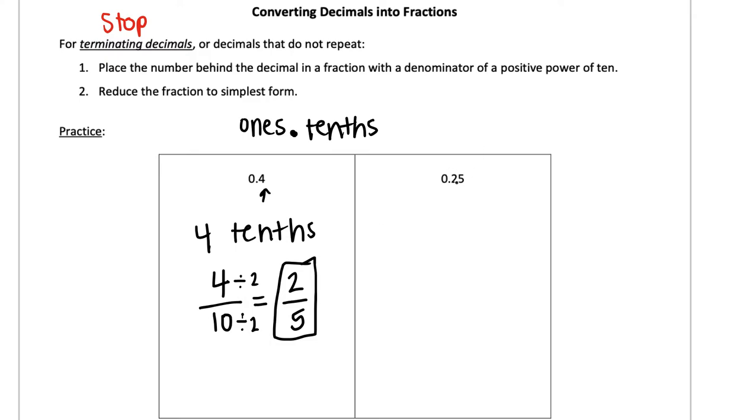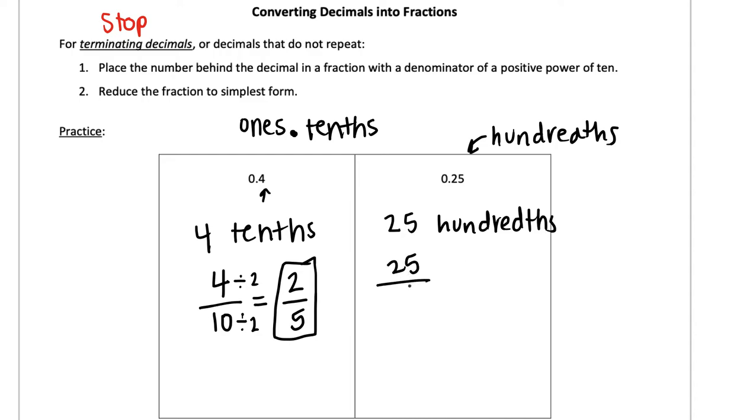I'm going to repeat the process over here. This time I have 25, and it's 2 places after the decimal. That means we're ending in the hundredths place. So we pronounce this as 25 hundredths. That means we're going to write this as 25 out of 100. When we do this, now we can simplify. I can see that both of these numbers in the numerator and the denominator are divisible by 5. 25 divided by 5 is 5, and 100 divided by 5 is 20.